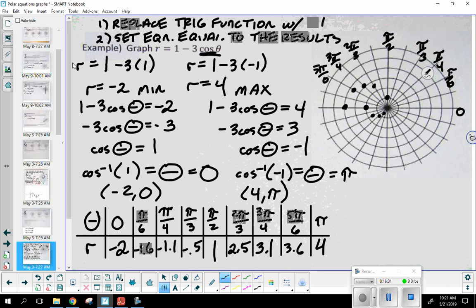I'm just going to reflect those points. Let's start with the ones below the x-axis, the ones that'll be the inner loop. So I'm going to have one here, one here, one here. Okay. Then I'll go ahead and reflect the others. So I should have one right about here, maybe one here, and then we'll have one right here.